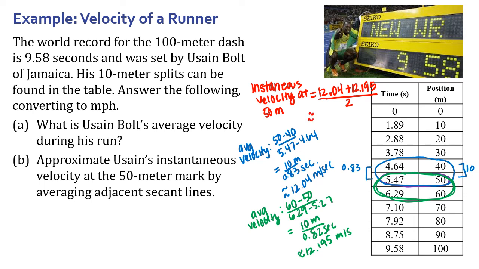And that's going to give me approximately 12.175 meters per second. So if we were approximating his instantaneous velocity at the 50-meter mark, we would say his instantaneous velocity at the 50-meter mark is approximately 12.175 meters per second.